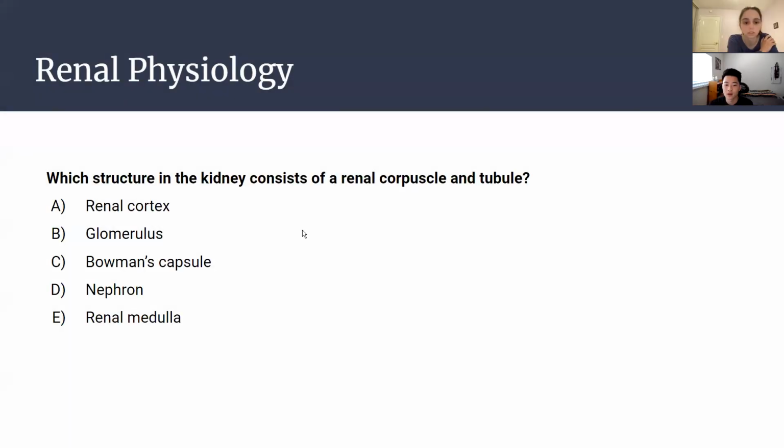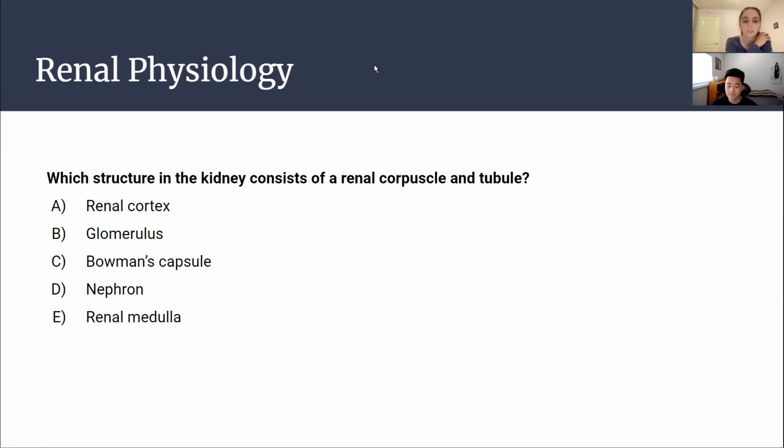Now, which structure in the kidney consists of a renal corpuscle and tubule? What is that functional unit called? Try not to use your notes for this, because you can't use your notes during the exam. So do this to the best of your abilities.